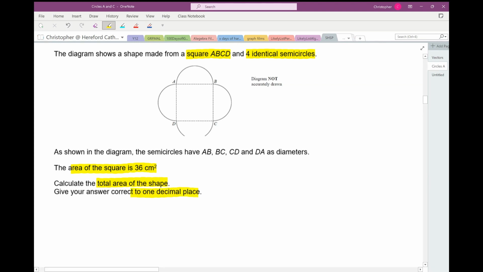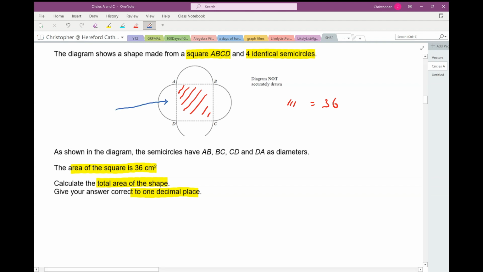Now, the total area of the shape. Well, let's have a look. The shape is made up of, it's got a square in the middle, hasn't it, first of all? Well, I know the area of the square. I know the area of the square is 36. So now I really need to find out the area of each of those semicircles. Now, they're all identical, so I could just focus on one of the semicircles here.